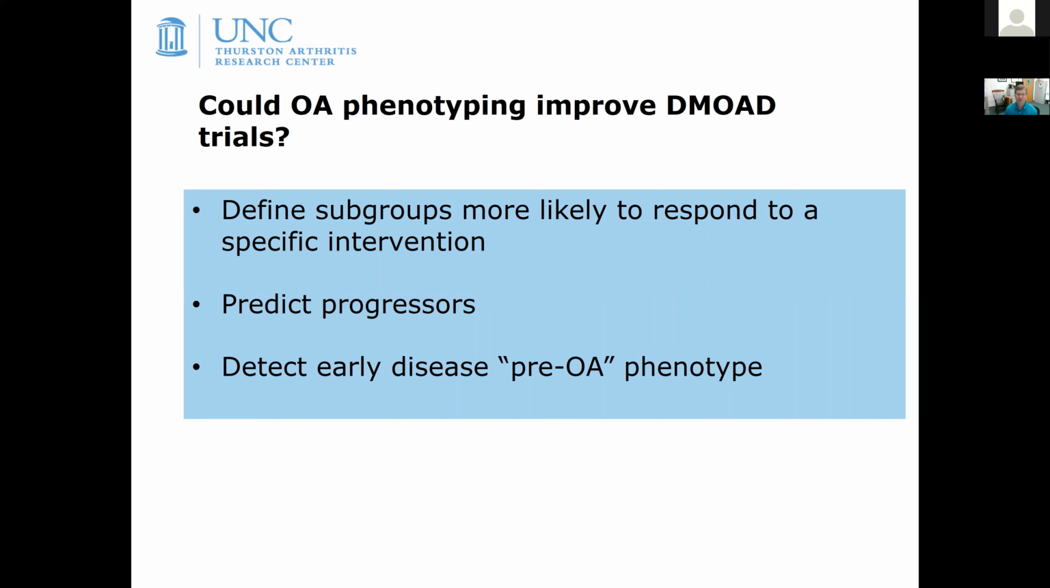And then since treating OA at advanced stages is less likely to be effective than treating earlier stages, the other area where phenotyping could be helpful is detecting early disease, sometimes called pre-OA phenotypes, that would be more likely to progress.